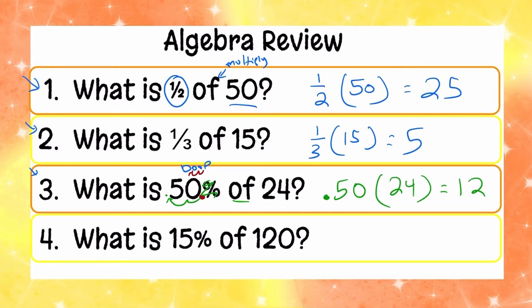Let's try number 4. What is 15% of 120? First of all, what is 15% as a decimal? To do this, we put our imaginary decimal point there, move it 2 places to the left. So 15% is 0.15. Of means multiply. What is 0.15 times 120? Well, when we put this in the calculator, we get 18.